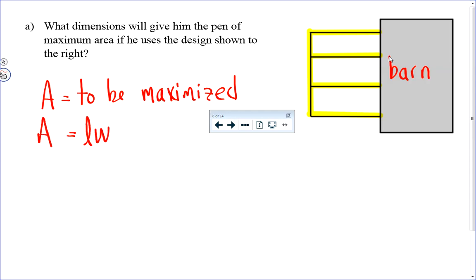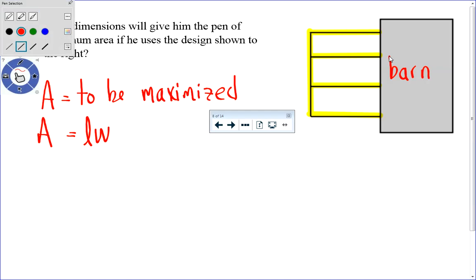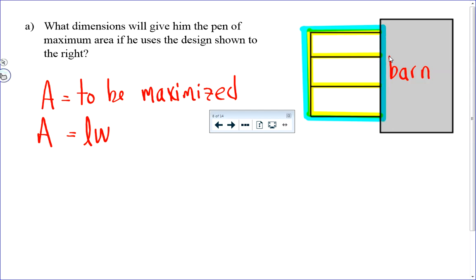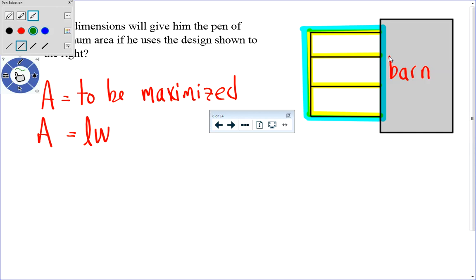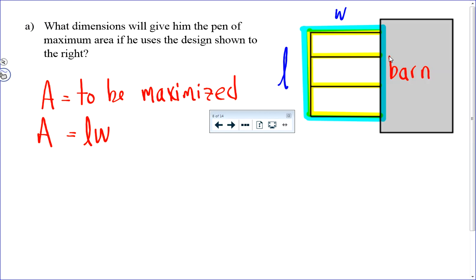Because this rectangle, forget about the yellow lines for a second, look at the bluish colored lines. This rectangle has an area defined by the length multiplied by the width. Right? If I call this the length and this the width, then that's how we would find the area. But the problem is area equals length times width is no good. We want only one variable.